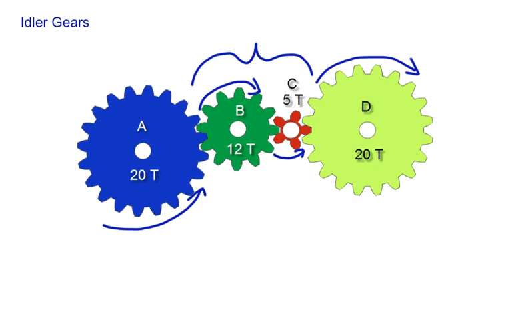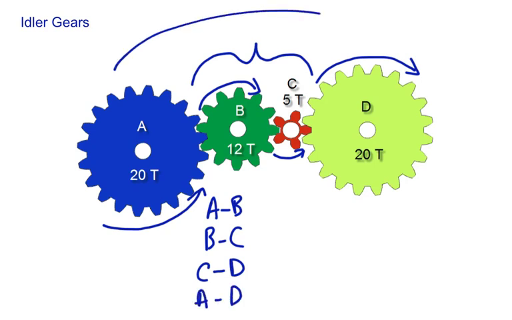What is the gear ratio of A and B? Well, A is the drive, and B is the driven. So if we just do it with teeth, it'd be the driven over the drive. So A and B, and then we'll look at B and C, and then C and D, and then we'll look at A all the way to D, pretending the two idler gears weren't even there. Okay, so we go from A to B, and that's the driven, which is 12, over the drive, which is 20. Take 12 divided by 20, and I get a gear ratio of 0.6.